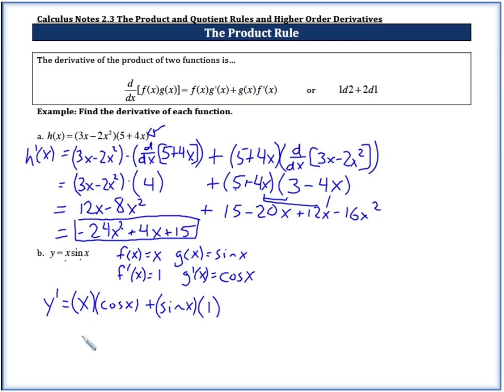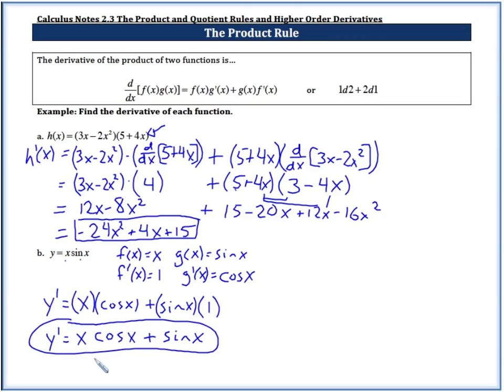In this case, we would just write x cosine x plus sine x. And there is our derivative. So this first way shows you that we're taking the derivatives here. The second way you can do it is actually just take the derivatives right away and then apply the rule. All right, let's move on.